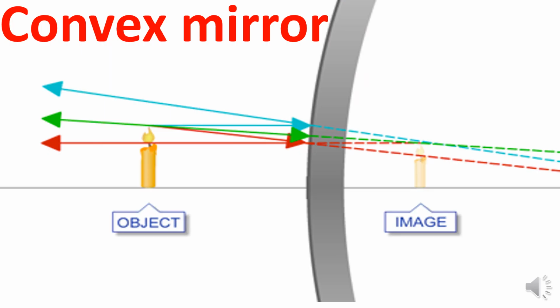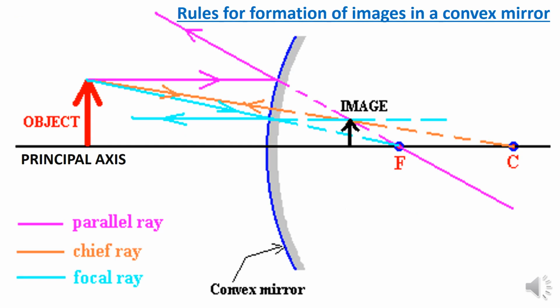Now we are going to discuss the rules for formation of images in a convex mirror. In a convex mirror, a ray of light parallel to the principal axis appears to diverge from the principal focus. A ray of light directed towards the principal focus, after reflection, gets reflected parallel to the principal axis. A ray of light directed towards the center of curvature, after reflection, gets reflected back in the same path.